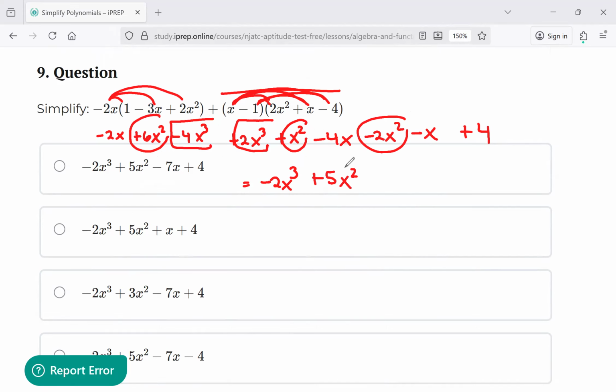Then our x's, regular x's, so we have a negative 2x and a negative 4, so that's negative 6. And then you have a negative 1, so that's negative 7x. And then the constant is 4. So the first one, negative 2x cubed plus 5x squared minus 7x plus 4. Yes, it is.